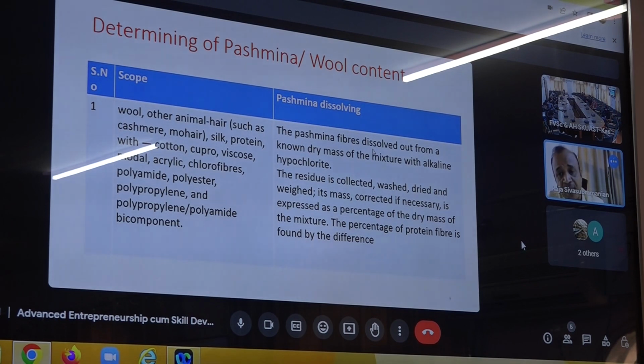So this is the gold standard. You take the Pashmina material and dissolve the Pashmina portion, and you find out how much Pashmina or wool content is there. The residue is collected, washed, and from the difference we can find out. Looking at the scope: wool and other animal fibers, that is cashmere, which means Pashmina, mohair, silk, protein fiber blended with cotton, cupro rayon, viscose rayon, modal, acrylic, fluorofibers, nylon, polyester, polypropylene, and polypropylene polyamide bicomponent. With this alkaline hypochlorite solution, only Pashmina will be dissolved. Any other fibers in this list will not dissolve. So this is a golden method. From that you can find out quantitatively how much Pashmina is in the particular fabric, suppose 80% or 90%. So you can easily find out. So this is the method.